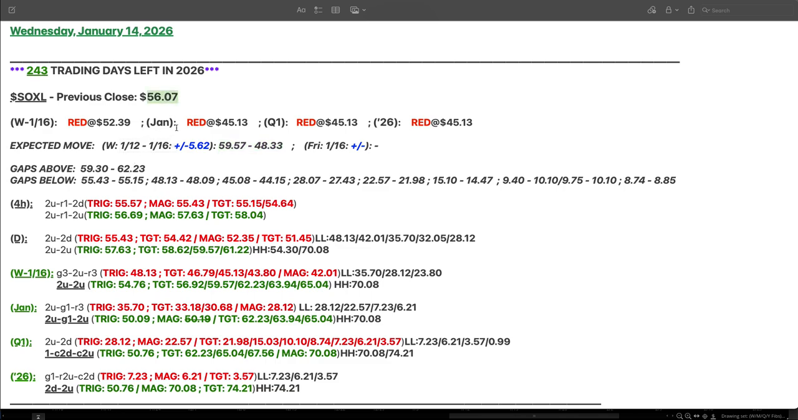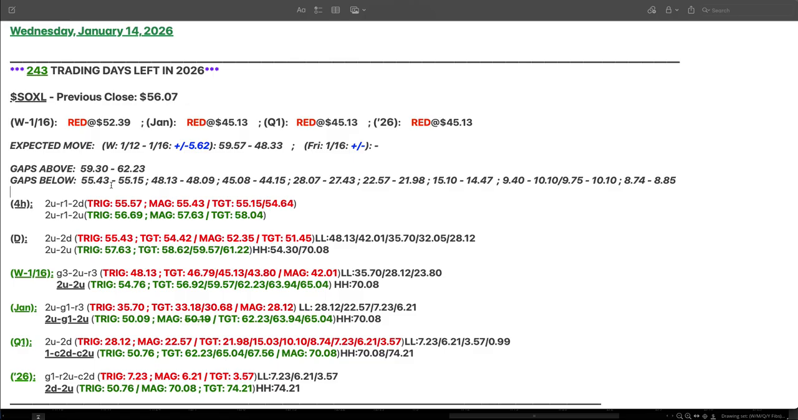So far, we have stayed within that range. We know that we do have the gap above from 59.30 to 62.23, but we also have the gap from today as well as previous gaps below that could act as magnets. We want to always keep those in our notes so we know where they're at.